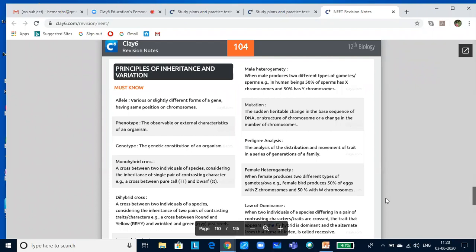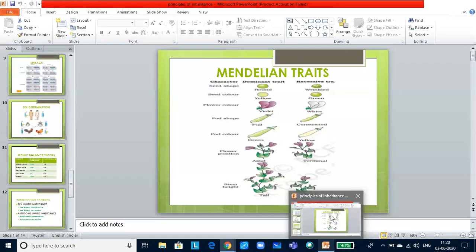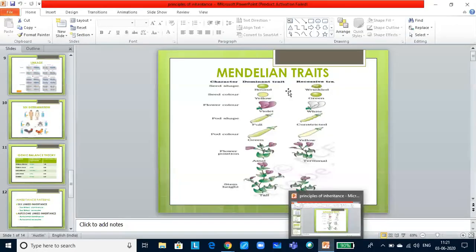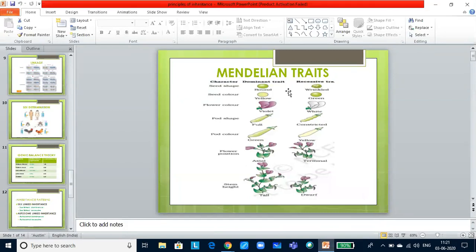Now, before I explain all these terminologies, let us look at Mendel's work. So before that, let us know about Mendelian principles and Mendel's work. Gregor J. Mendel was an Austrian monk who performed breeding experiments on Pisum sativum, the garden pea, and he is credited to be the father of genetics.